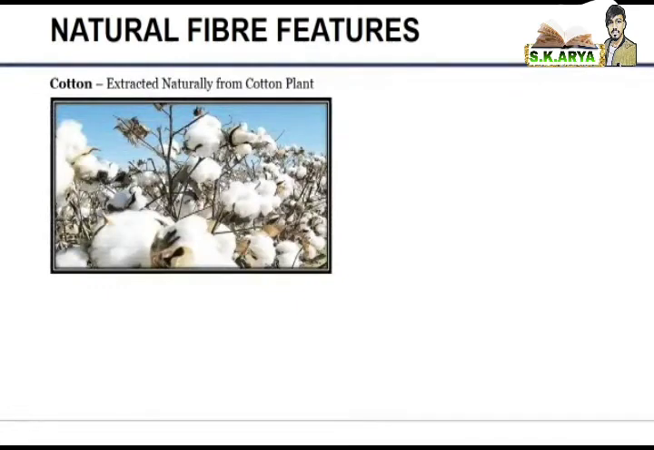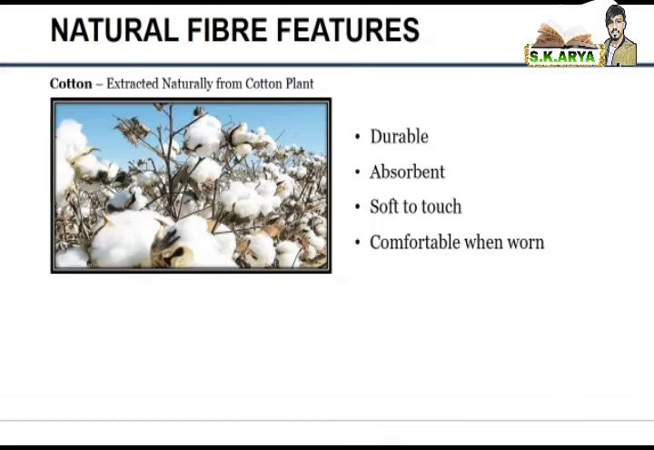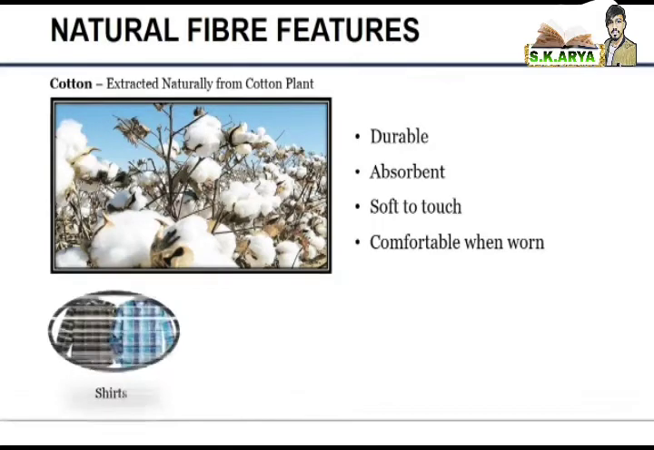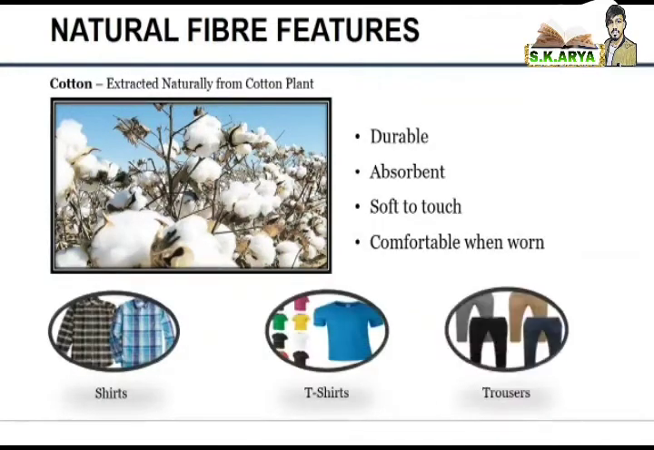Cotton. Cotton is extracted naturally from the cotton plant. Since cotton is durable, absorbent, soft to touch, and comfortable when worn, it is used to make shirts, t-shirts, and trousers.